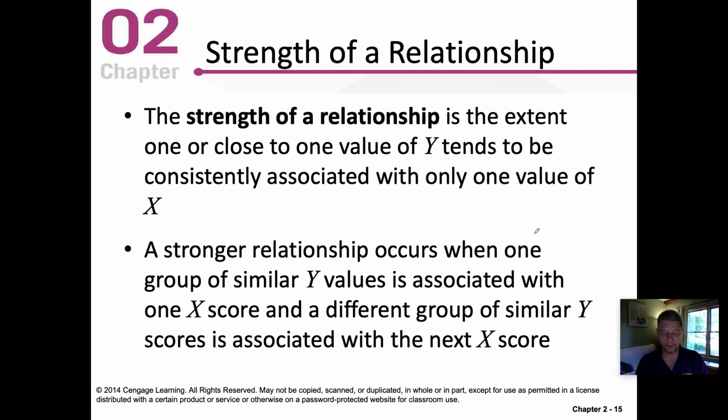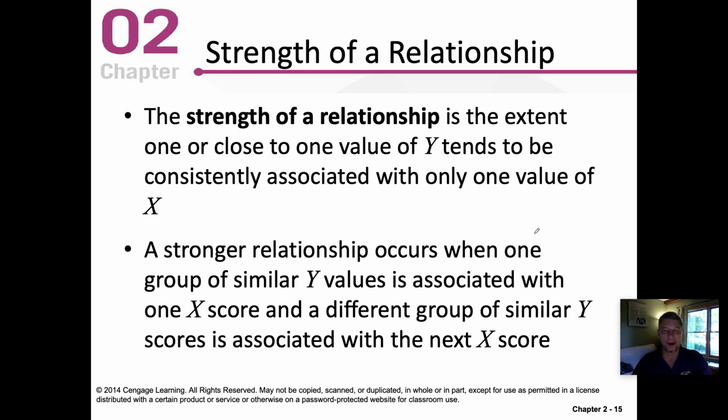And so, in other words, the more predictable the outcome of a relationship is, the stronger that relationship is said to be, okay? And so when you're looking at a data set, especially if you put it on a graph, just even by looking at it, you can pretty much determine how strong a relationship actually is.